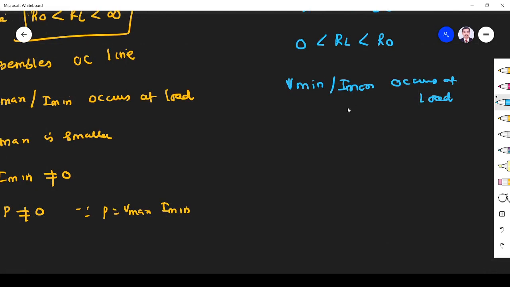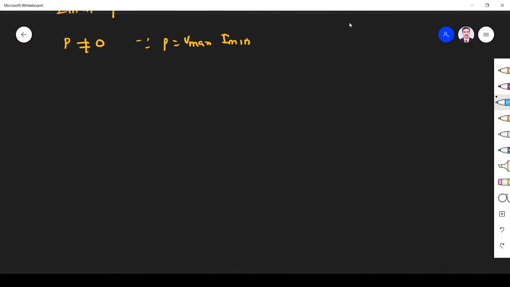So in dissipative lines, this is what will happen if the load is open circuited, short circuited, and if the load is resistive. So these are all the things we must remember.